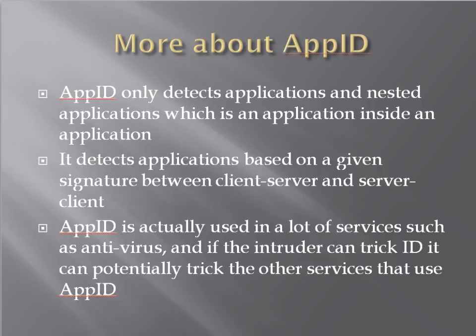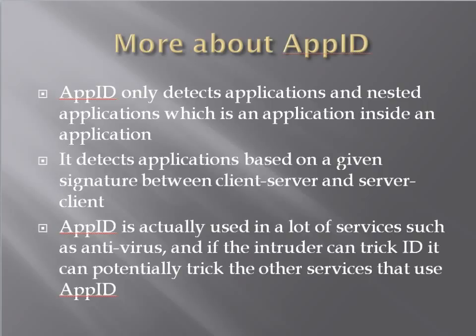Here's more about App ID. App ID only detects applications and nested applications, which is an application inside of an application. Kind of like how Facebook works. You've got all these applications within Facebook and such. That's the only really good example I could give. And then you've got FTP. That's just a plain application. It detects applications based on a given signature between client to server and server to client.